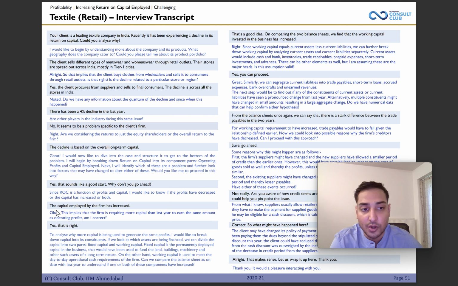Okay, so it's more of a cost side issue. Okay, this implies that the firm is requiring more capital than last year to earn the same amount of operating profits. Am I correct? Yes, that is right.